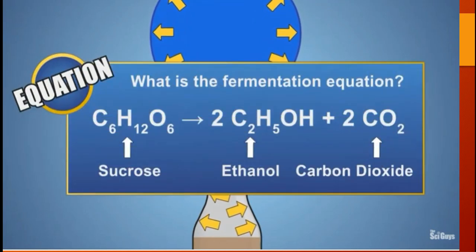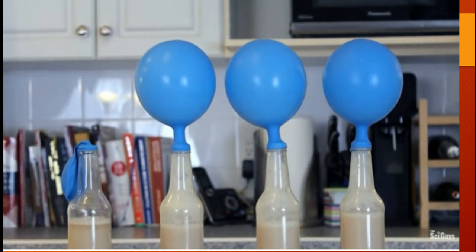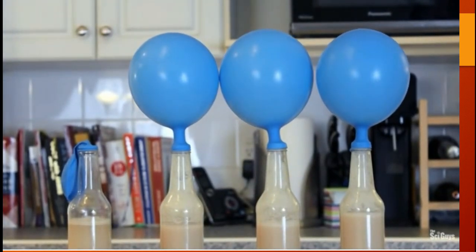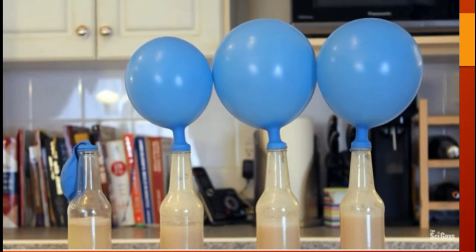The equation for this reaction looks like this. The reactant, sugar (sucrose), is on the left, and the products, ethanol and carbon dioxide, are on the right. The bottles with greater amounts of sugar have more food for the yeast to consume, which results in larger amounts of carbon dioxide produced and a larger balloon on the top of the bottle.